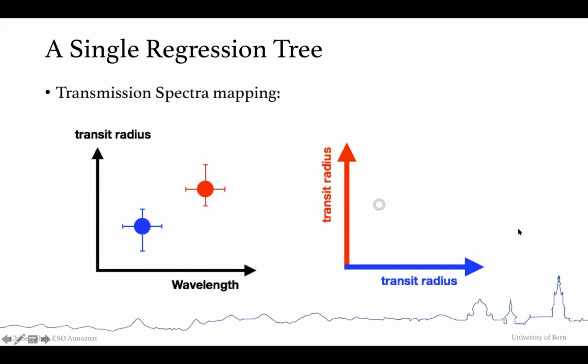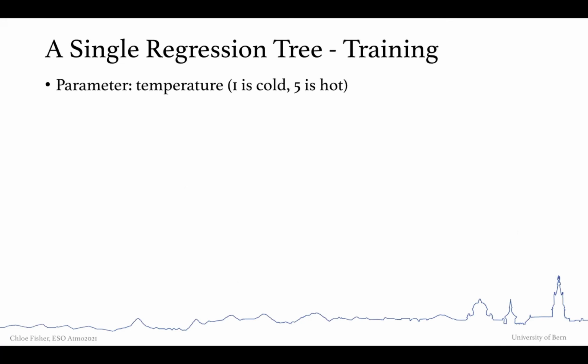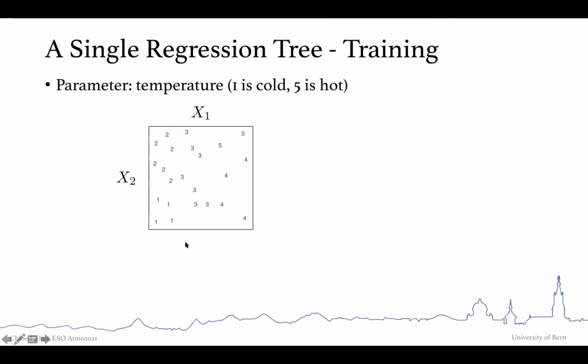Okay, so let's imagine you are trying to retrieve temperature from a set of low resolution spectra. So first of all, you've got your training set. Let's imagine this is the training set. Each of the numbers represents a spectrum. And let's say that all of the same numbers have the same temperature. So the ones are really cold spectra and the fives are really hot spectra.